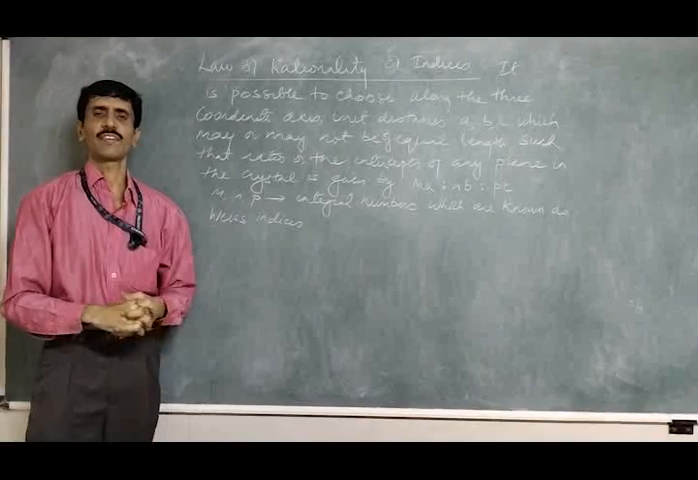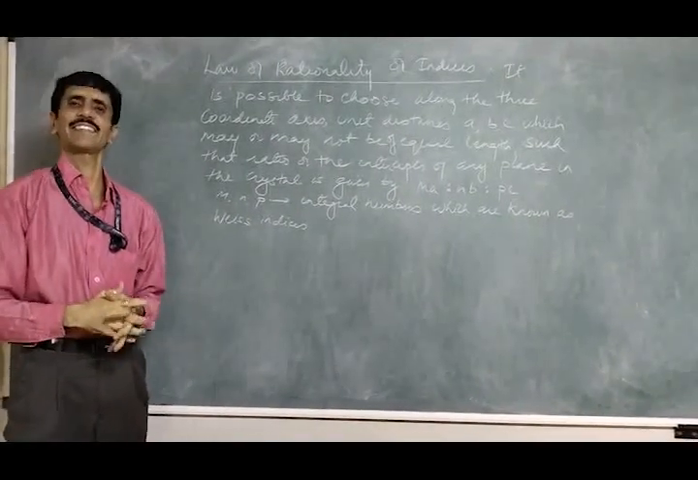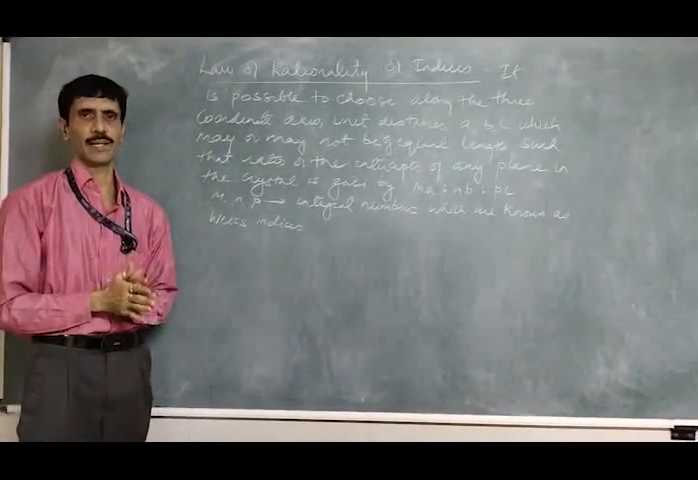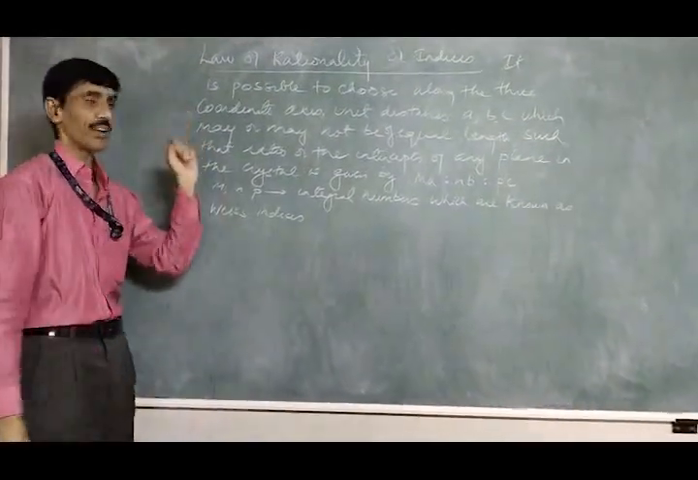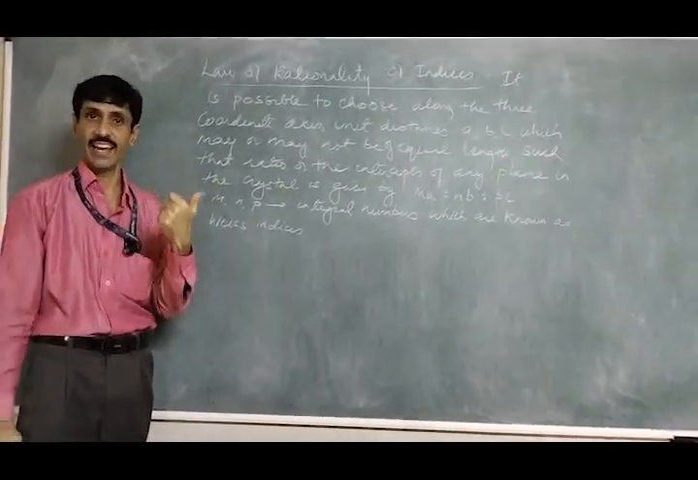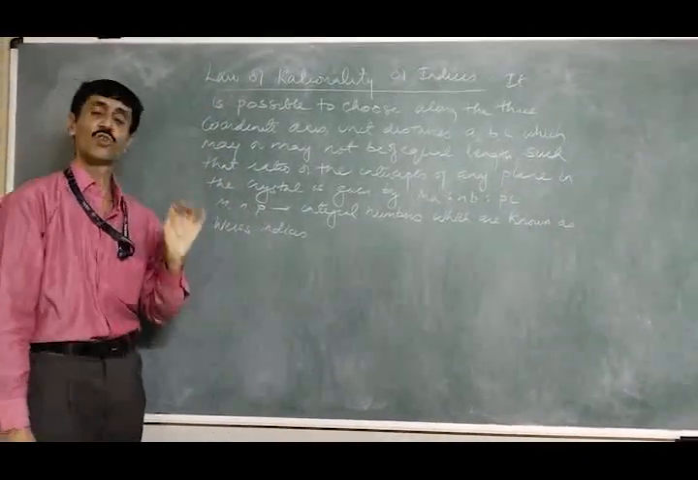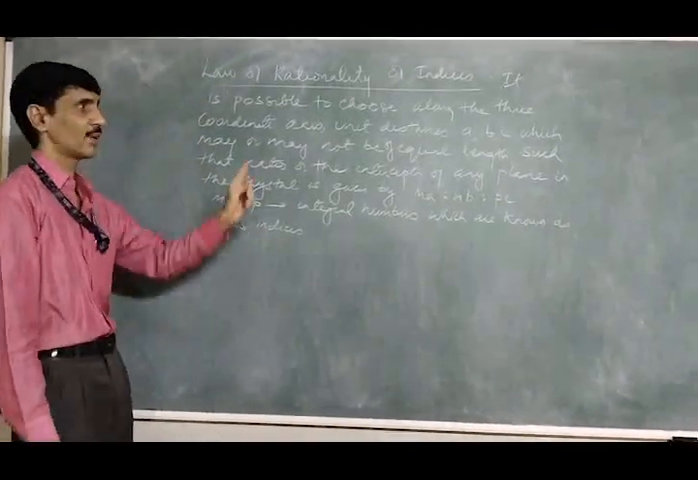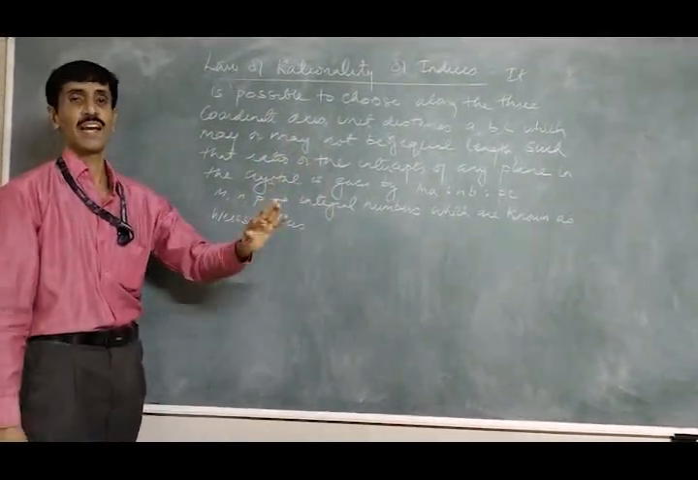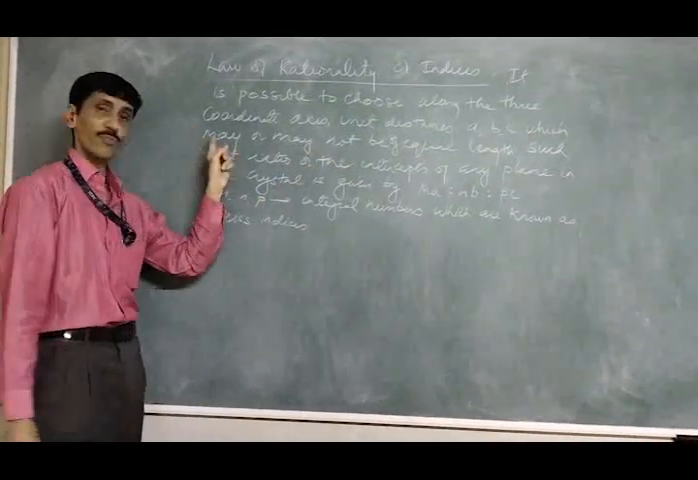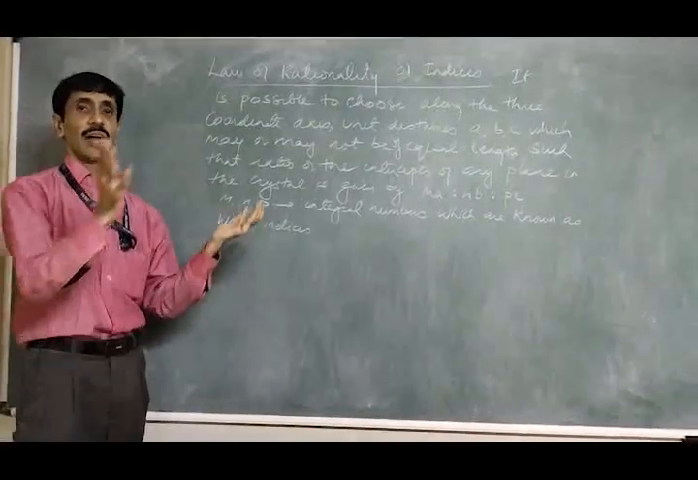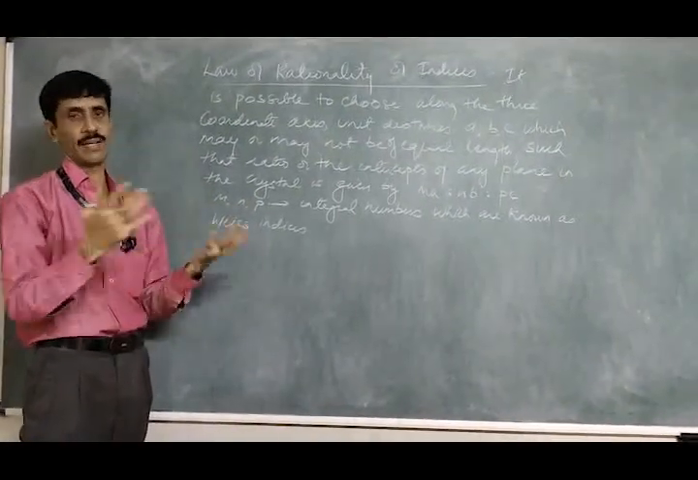Yes, my dear friends, now we will discuss the law of rationality of indices. Alright, what it says is, I'll first read it out and then I'll explain it. It says that it is possible to choose along the 3 coordinate axes, x, y, and z, unit distances. Now the unit distances are a, b, and c: x-axis a, y-axis b, and z-axis c, which may or may not be of equal distances, because we are not talking about center of symmetry over here. So either the distance can be the same or it can be different.